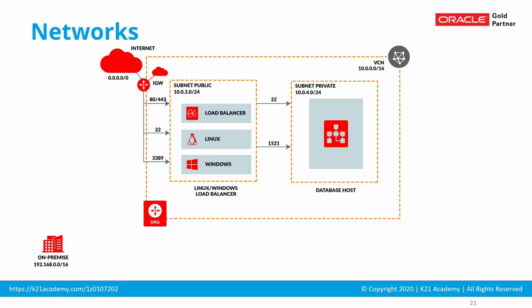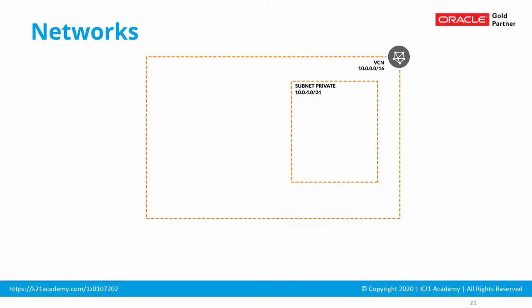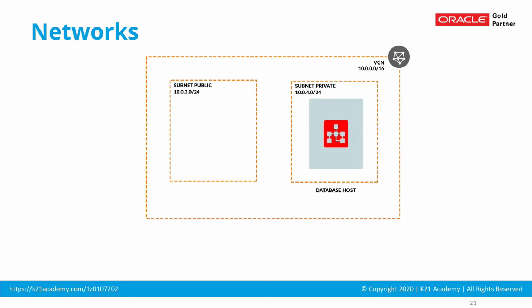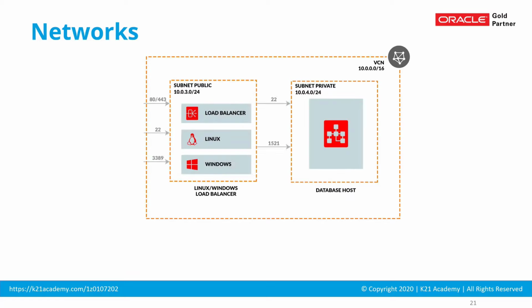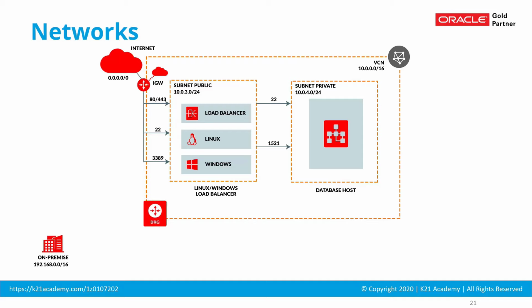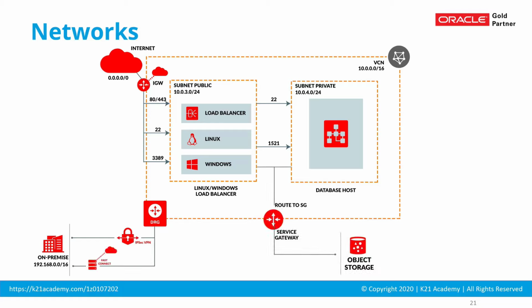So in a nutshell, you need to understand from a networking point of view the virtual cloud network or VCNs, then you need to understand the subnets, then you need to understand the firewall, which is nothing but your security list or network security group. Then you need to understand a few different types of gateways like internet gateway or dynamic routing gateway. You also need to understand the connectivity like IPsec VPN tunnel or FastConnect, or the route to go to the object storage, that is service gateway.